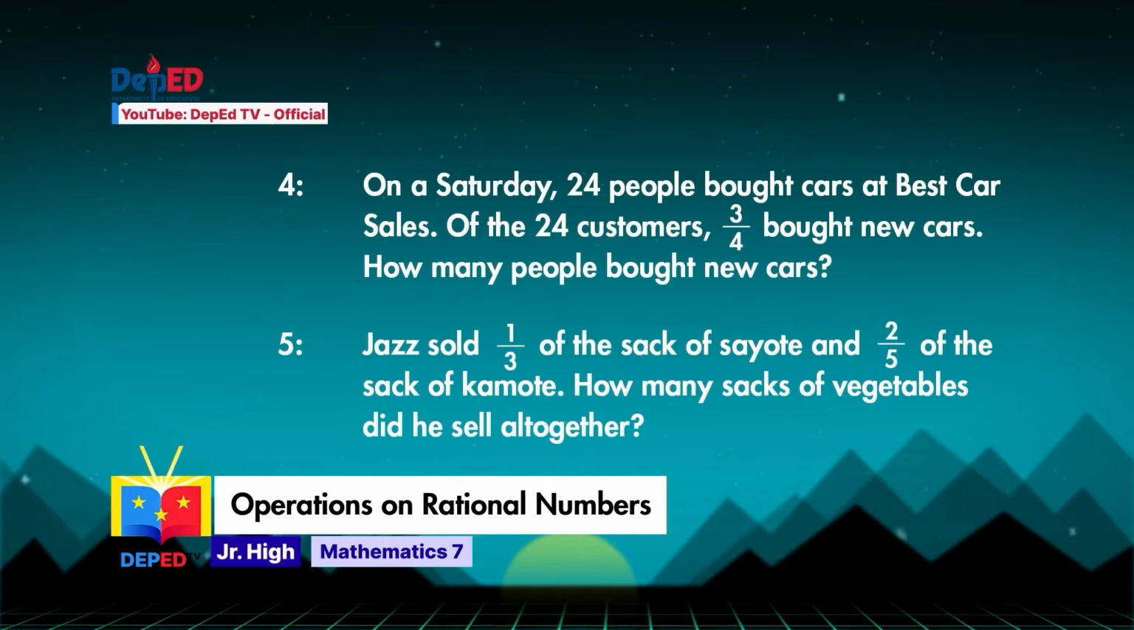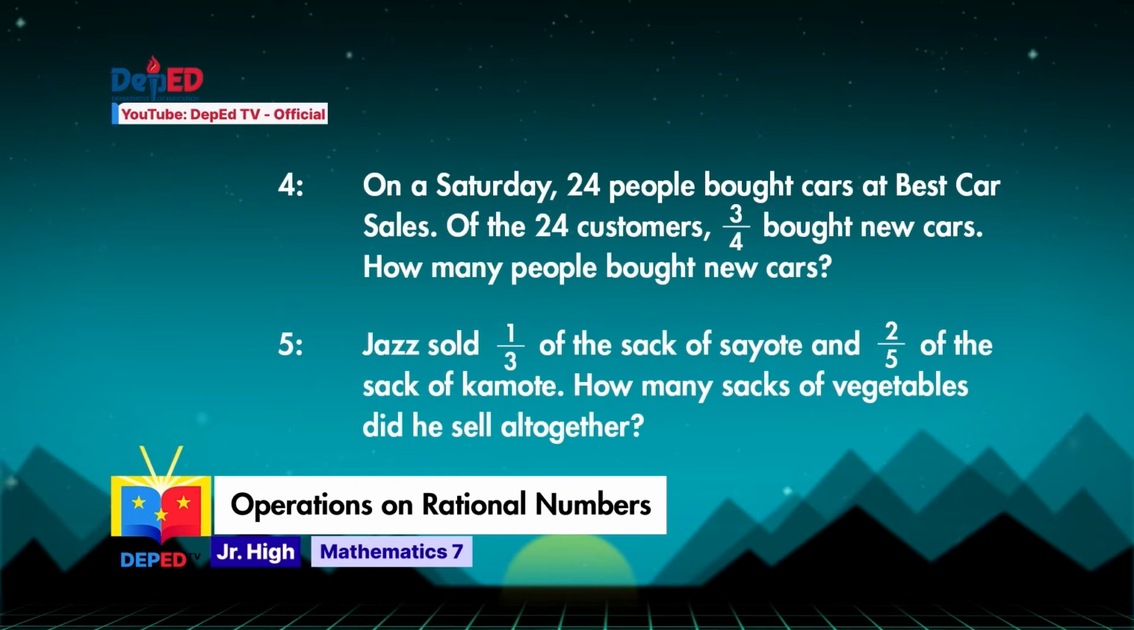Let's move to problem solving. Question number 4. On a Saturday, 24 people bought cars at Best Car Sales. Of the 24 customers, 3/4 bought new cars. How many people bought new cars?